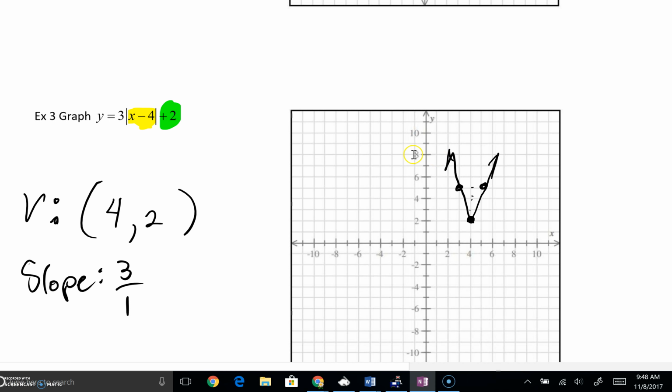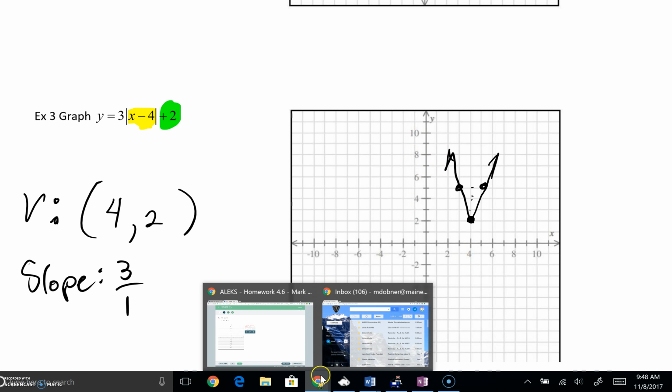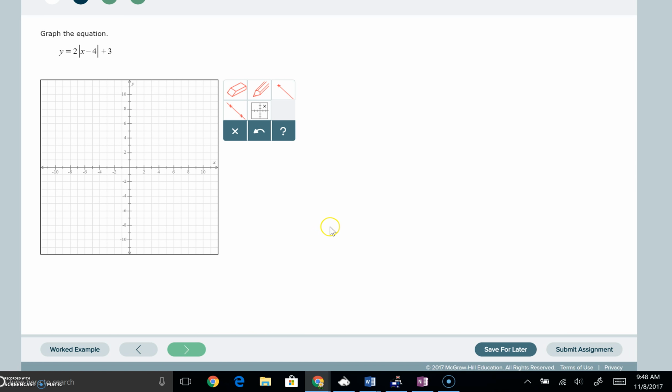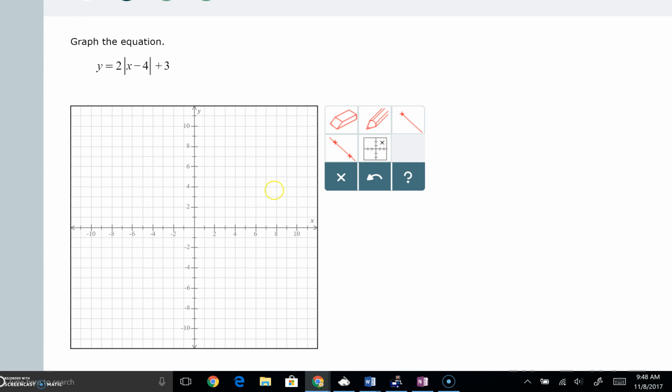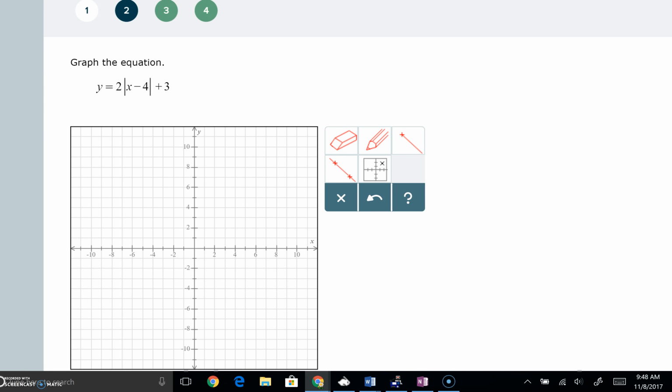Now, if this was all I showed you, that really wouldn't be ideal at all. Because let's take a look at Alex. Navigating and graphing on Alex is super important. Here's an actual problem that you could see. Look, y equals 2, absolute value of x minus 4, and then a 3.